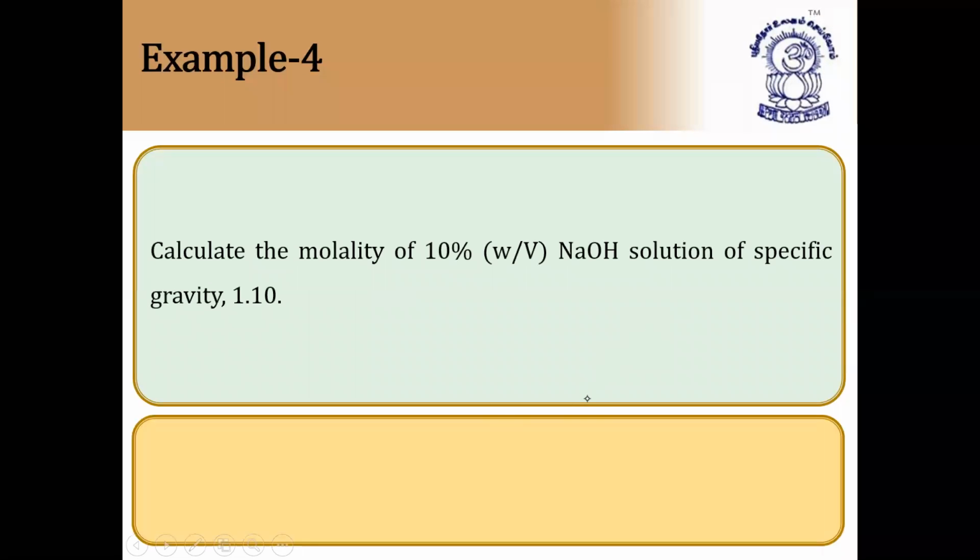Next question. Calculate the molarity of 10% weight by volume of sodium hydroxide solution of specific gravity 1.10. When they give specific gravity, you have to write the formula: 2 into vapor density is equal to specific gravity. So you can see here, now on the backside I'm showing the formula so that you can easily apply.